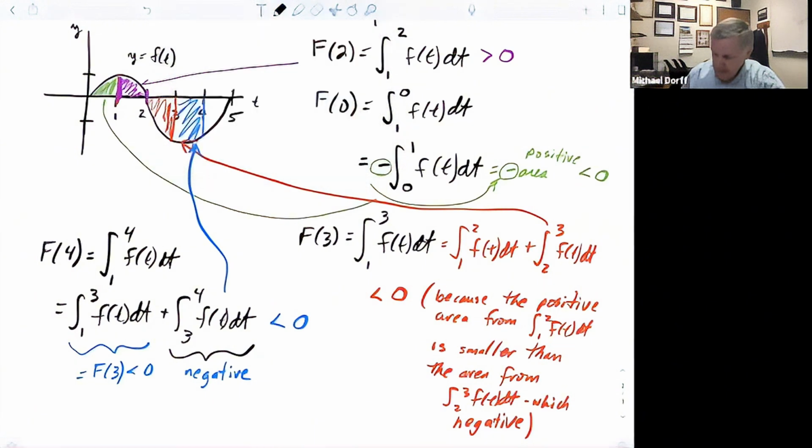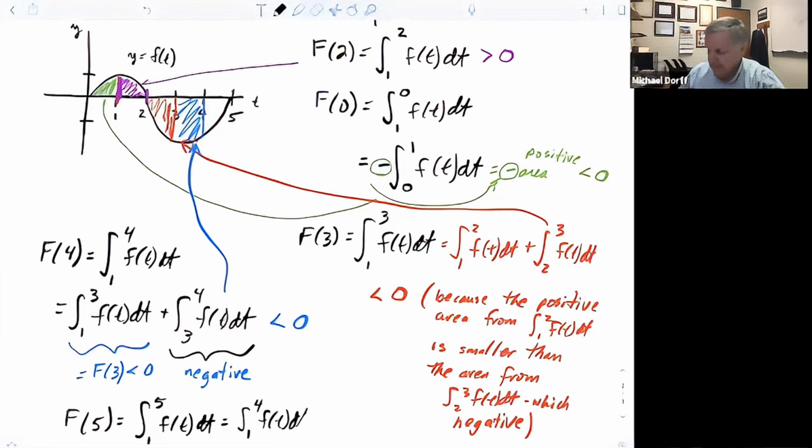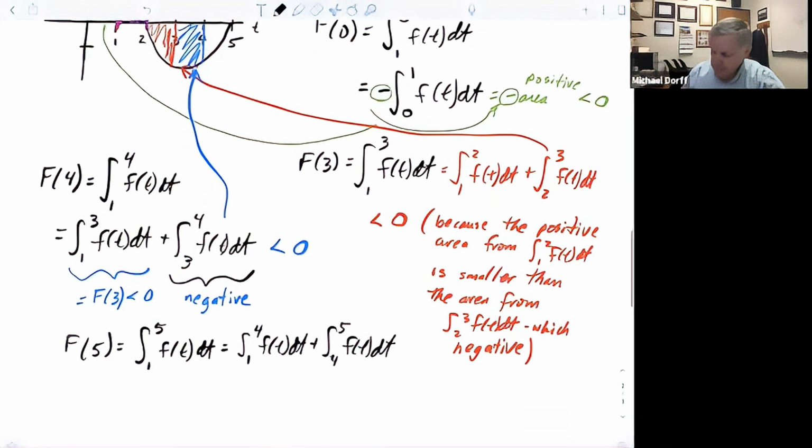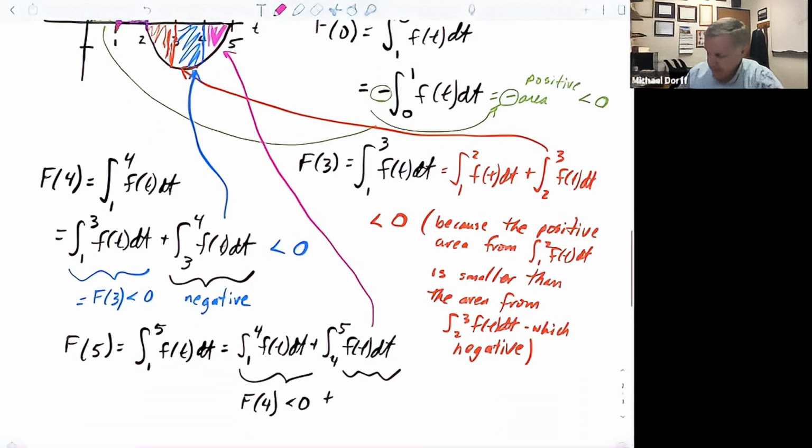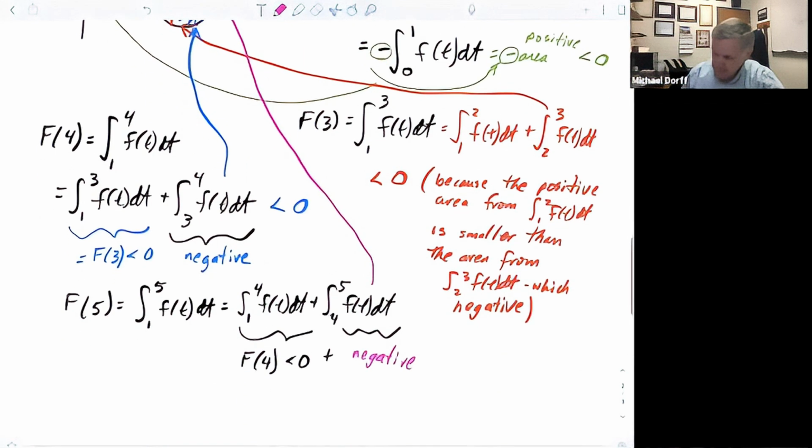And then the last one, f of 5, so that's going to be the integral from 1 to 5 of little f of t dt. And that's going to be the same thing as the integral from 1 to 4 of f of t dt plus the integral from 4 to 5 of f of t dt. And I already knew that this was negative, because this is f of 4, so that's negative, plus this, which is also negative. And I guess just to keep everything in the same pattern, I'm going to color this pink. I don't know if you can see the difference between the pink and the red, but it's right there. And that's negative. So this is all going to be negative.